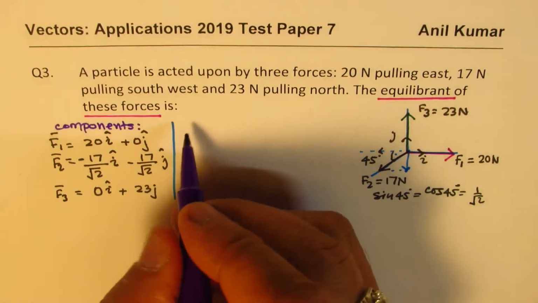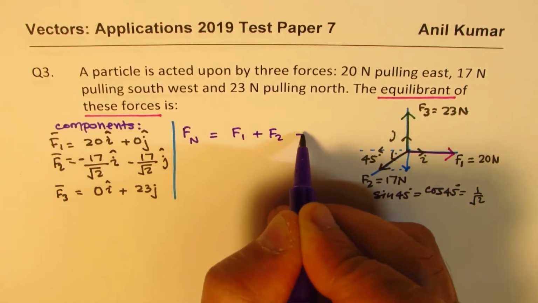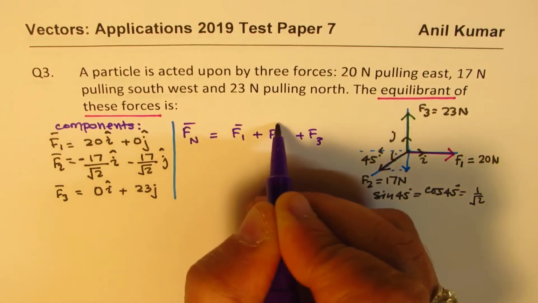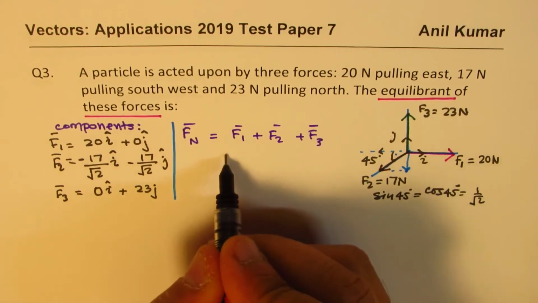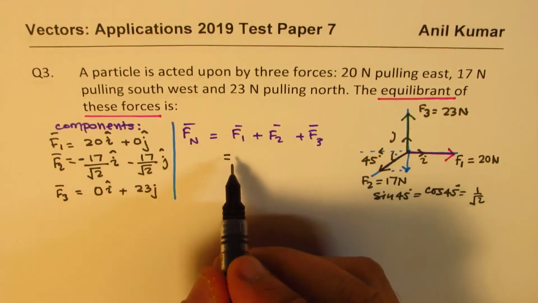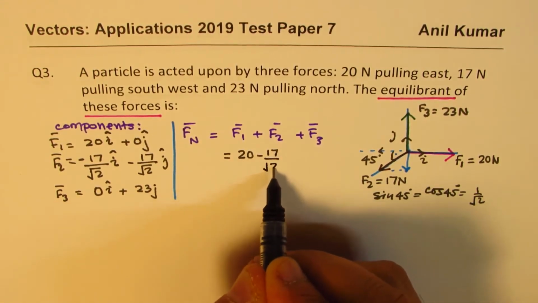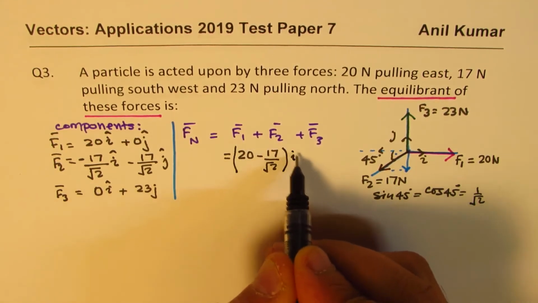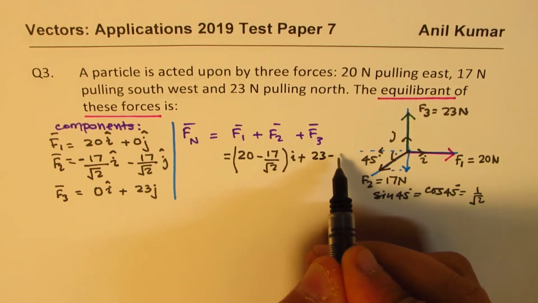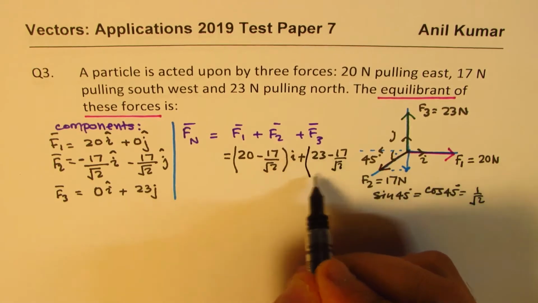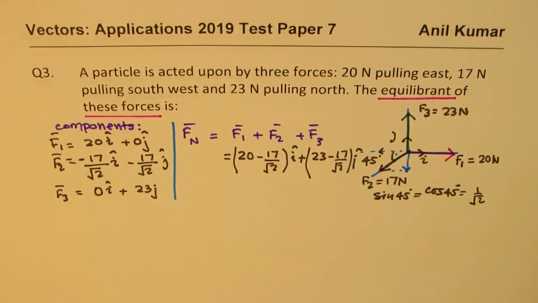So if I combine all of them, so the net force Fn will be F1 plus F2 plus F3. Clear? So these are vector forces. So the net force will be how much? Let's combine them. So I components are 20 minus 17 over square root 2, right? That is your I component. Plus j components are how much? 23 minus 17 over square root 2. Clear? So that becomes your net force.